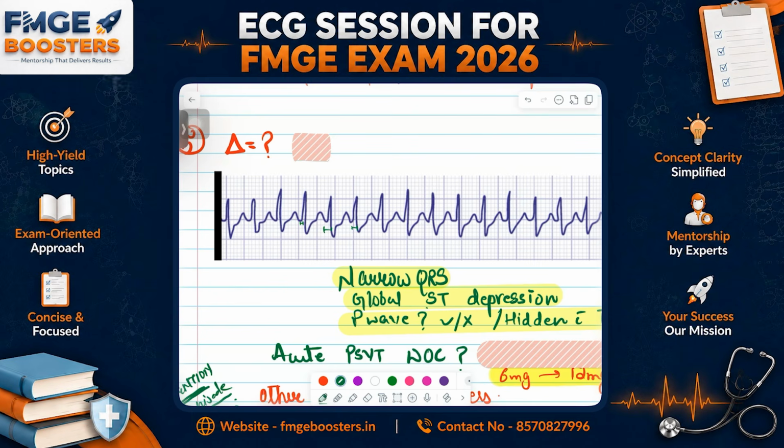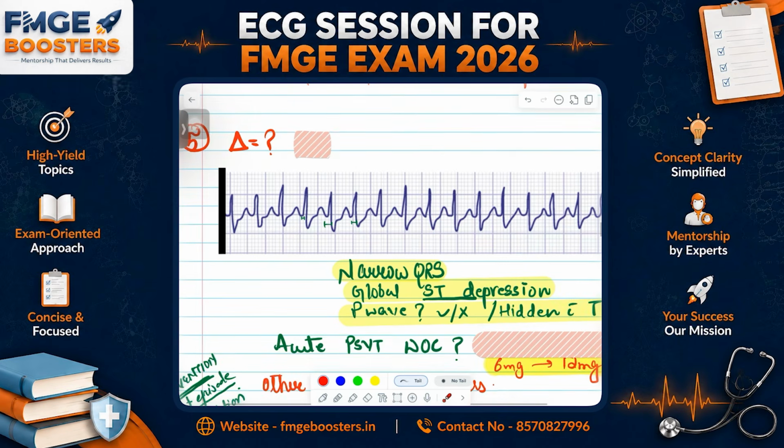And we will see global ST depression. Let me show you in this ECG. Just see this. Do you see that? In myocardial infarction, we have ST elevation. But here it is global ST depression. And tell me one thing, is the P wave present, absent, or hidden with the T? Guys, in this case, it is hidden with the T. It is not absent, but it is hidden with the T, and here the diagnosis is PSVT.